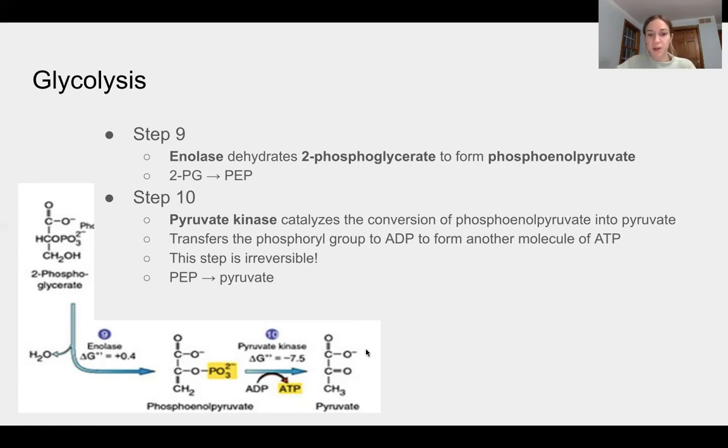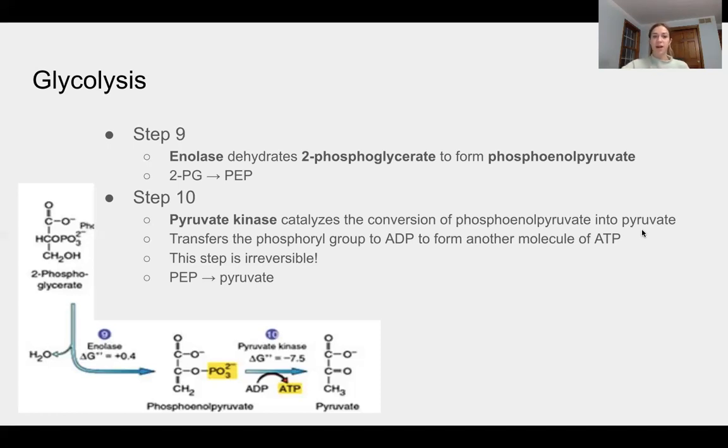because a negative delta G is favorable conditions. So anyways, step 10, pyruvate kinase is the enzyme that catalyzes the PEP into pyruvate. So we see we're at the end now. We've reached our pyruvate. That was our final goal. We made it. So this just transfers the phosphoryl group to ADP to form another molecule of ATP. And this is our irreversible step, because we have a pretty negative delta G there. So moving in this direction is favorable, so it's not going to want to move backwards.